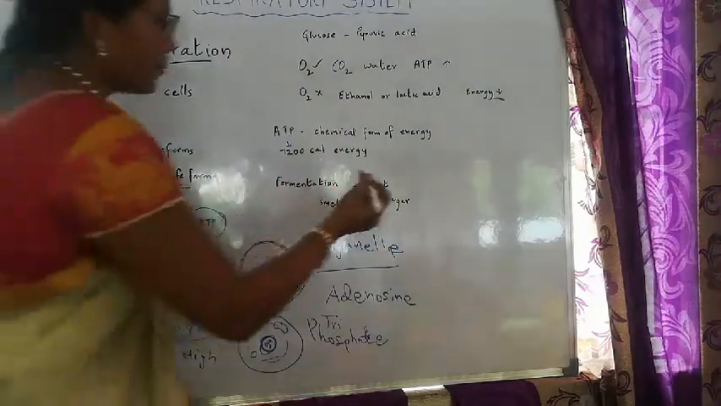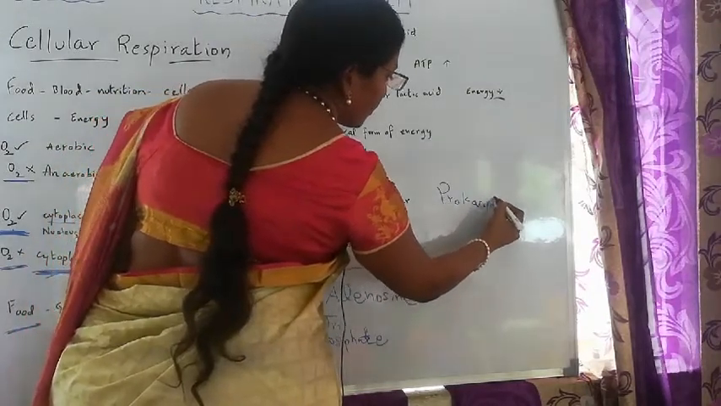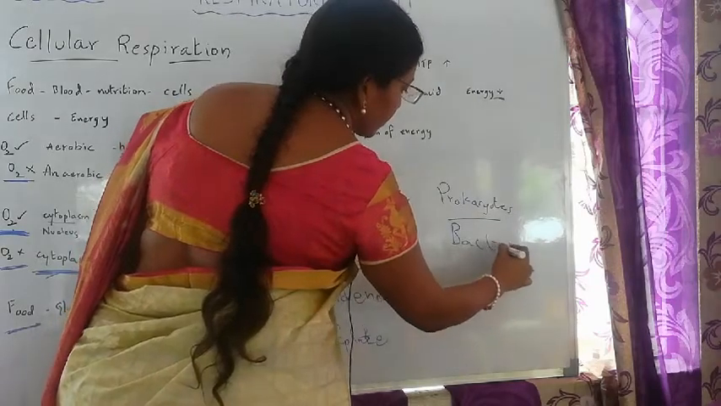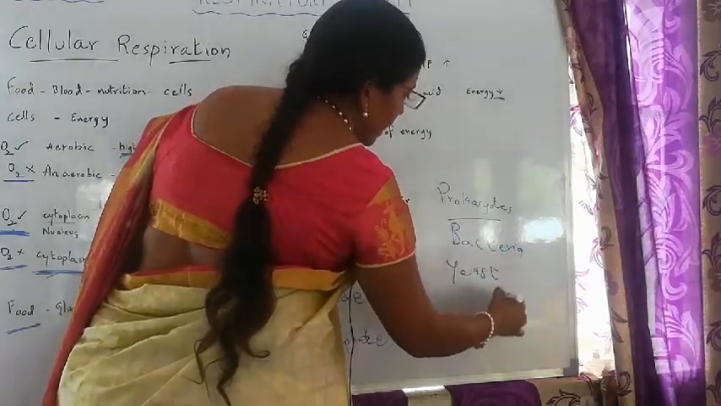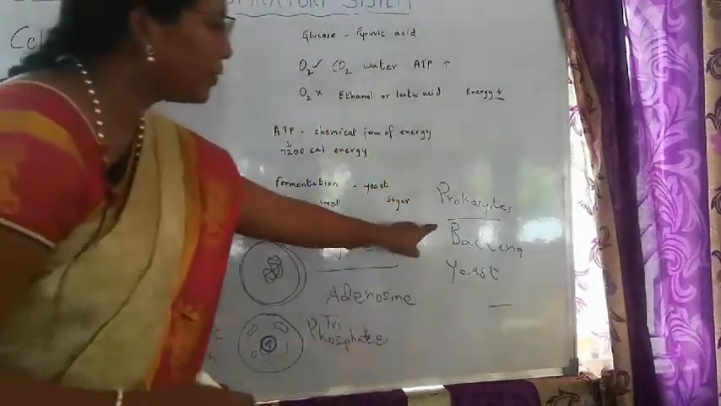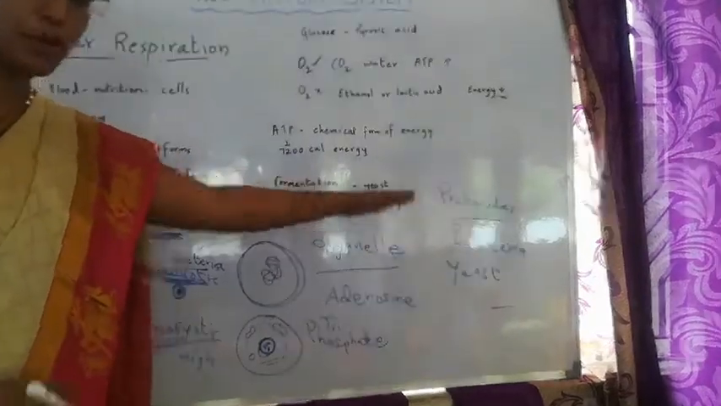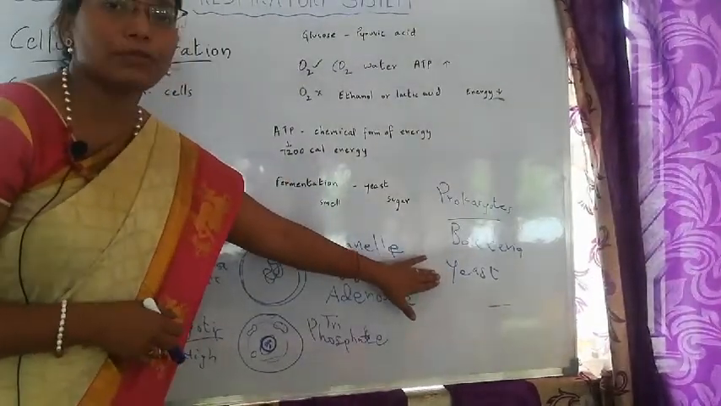Let me tell you. Prokaryotes means bacteria, yeast and other things. Now we will talk about bacteria and yeast. Many other microscopic organisms can be included. This is a bacteria, yeast is a type of fungus.